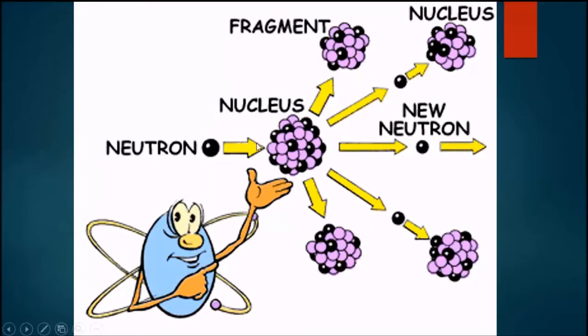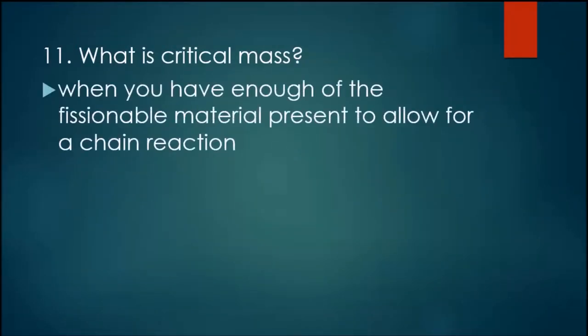Okay, so here's Randy being split. Randy becomes two smaller, what we call daughter nuclei. And here are three neutrons which can be used to split other atoms. Critical mass is when you have enough fissionable material present to allow a chain reaction. The radioactive Boy Scout never had enough fissionable material.